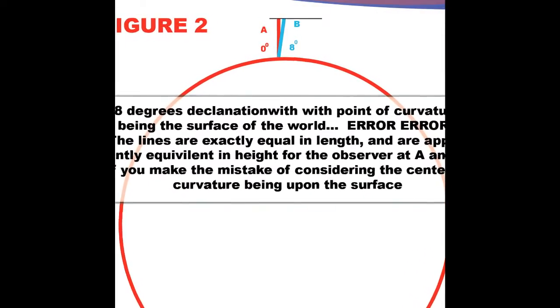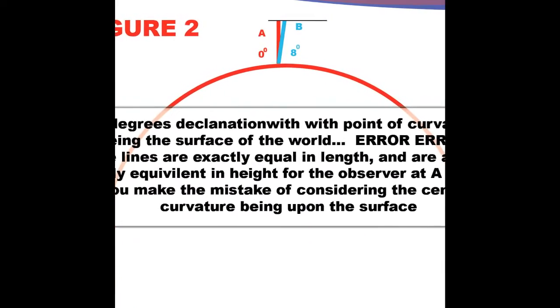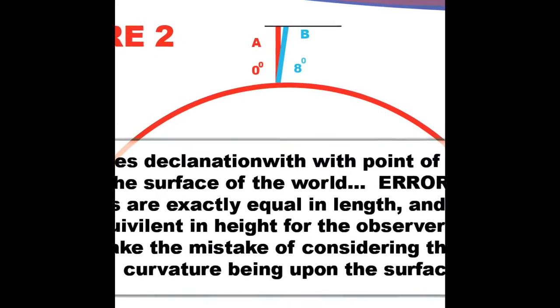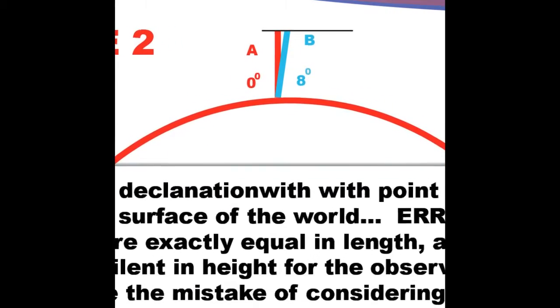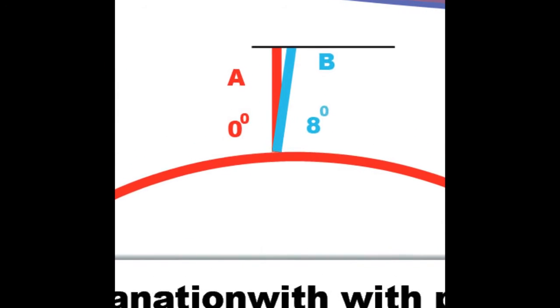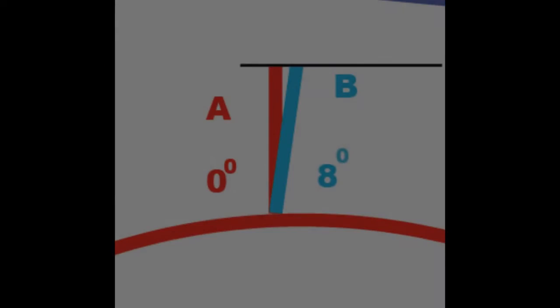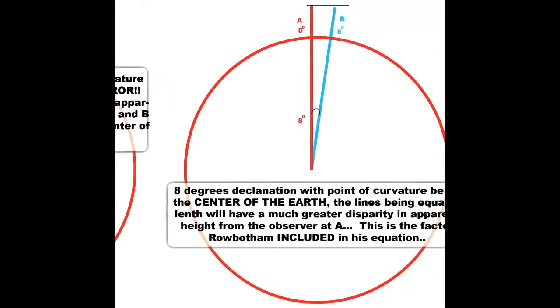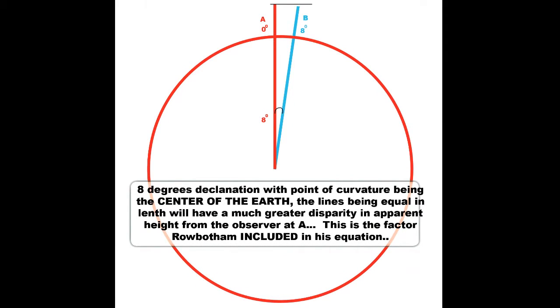A degrees declination with the point of curvature being the surface of the world. Error, error. Now these two lines are exactly equal in length and appear apparently equivalent in height for the observer at point A and B, if you make the mistake of considering the center of curvature being upon the surface. On the right-hand side, 8 degrees declination with the point of curvature being the center of the Earth, the lines being equal in length, will have a much greater disparity in apparent height from the observer at A. This is the factor Rowbotham included in his equation as well.